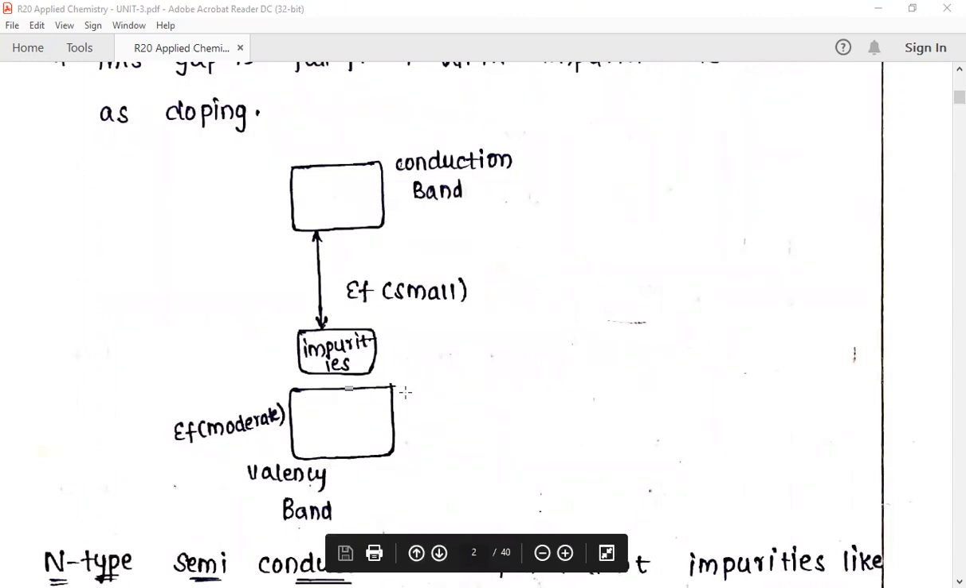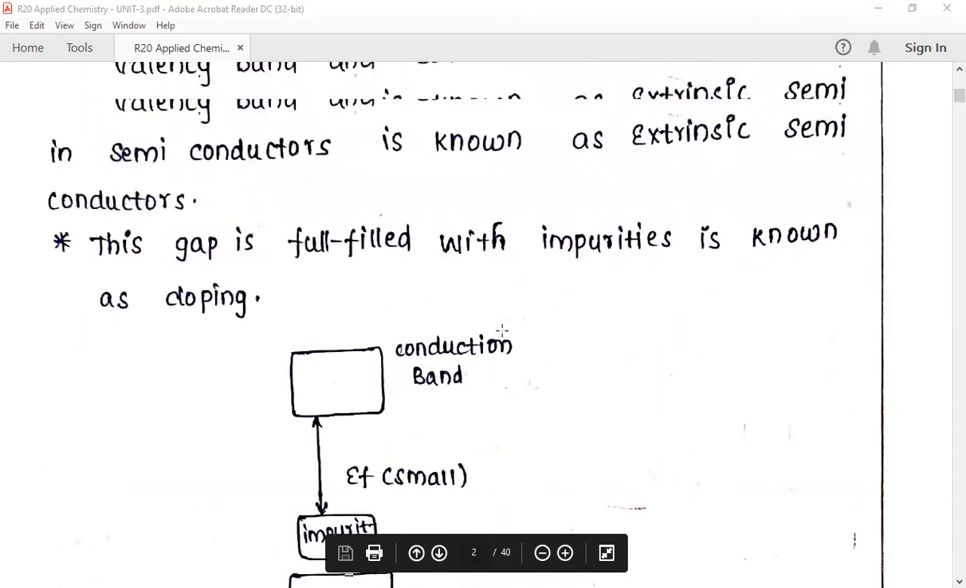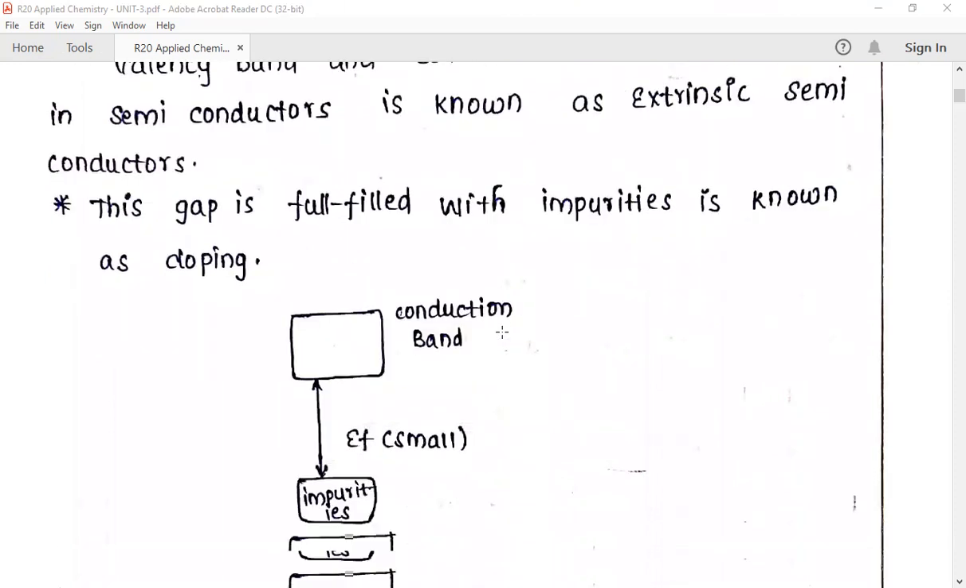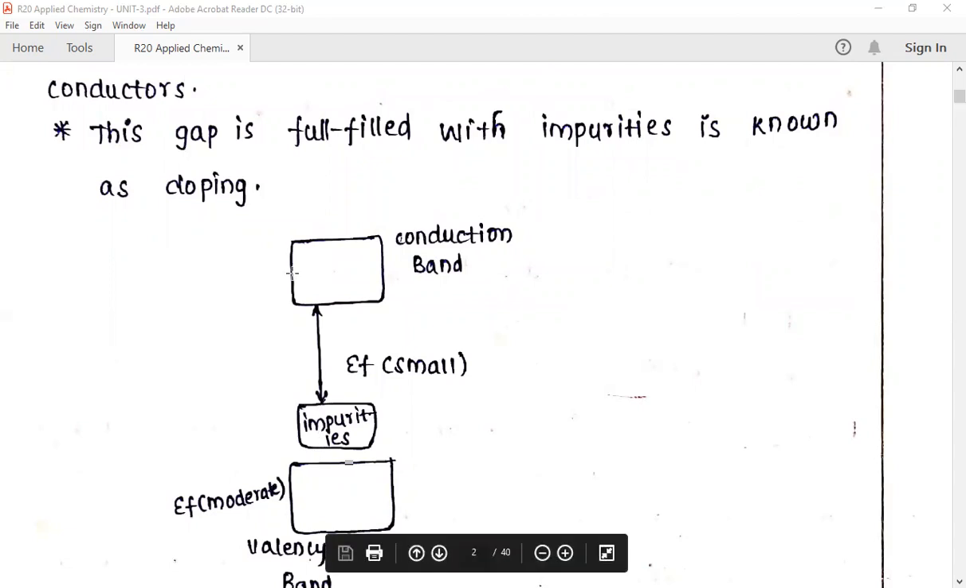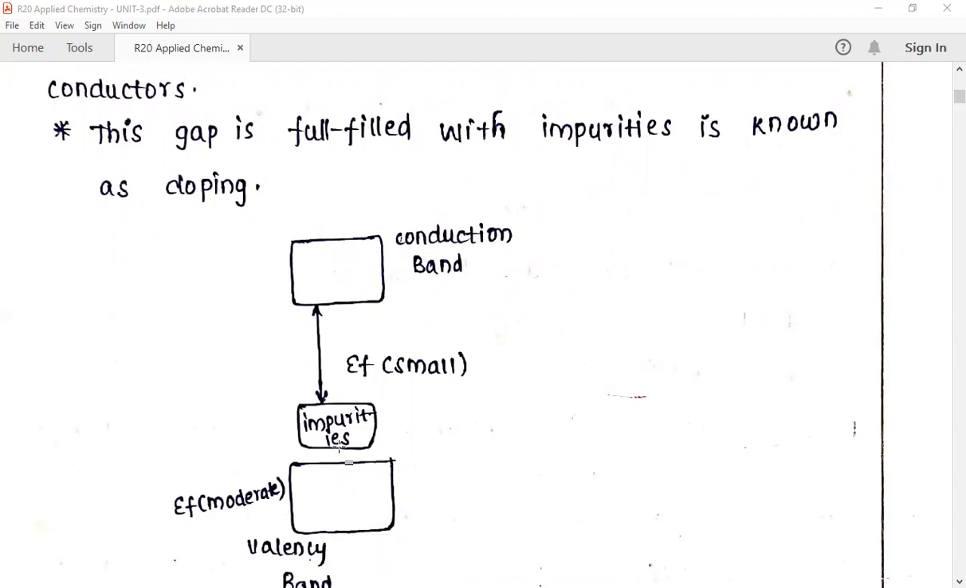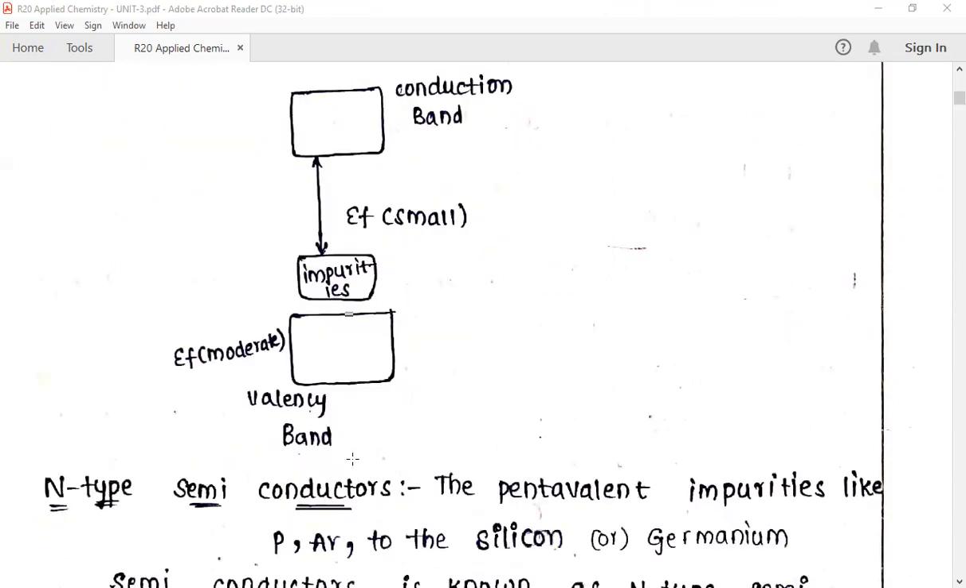So this is the valence band, this is the conduction band, and this is the Fermi gap. The gap is fulfilled. The gap between the valence band and the conduction band being fulfilled with impurities is known as doping. Doping means adding impurity to fill the Fermi energy gap between the valence band and the conduction band.